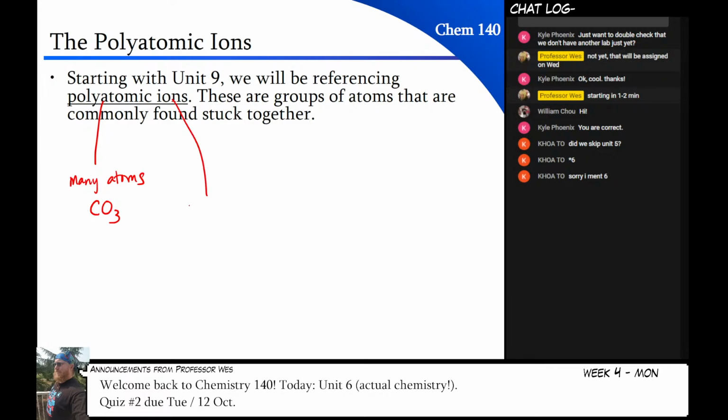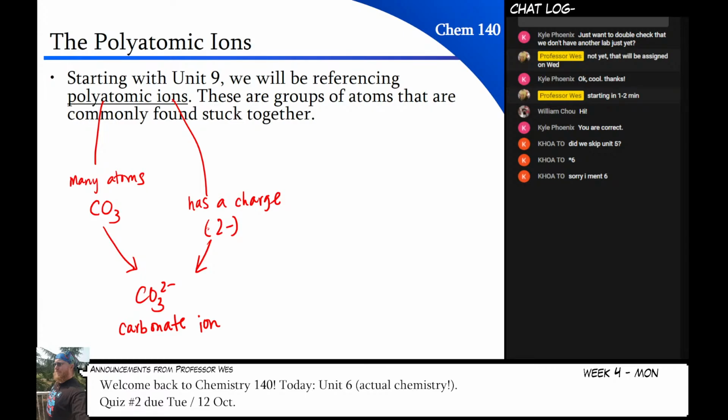And then an ion has a charge. For example, that. And if I put these together, I get a polyatomic ion. I have a carbon and 3 oxygen atoms all stuck together with a total charge of -2 on it. And so the name of this, which you probably don't know just yet, is carbonate. And I'm going to write the word ion after it just to let you know it's an ion.